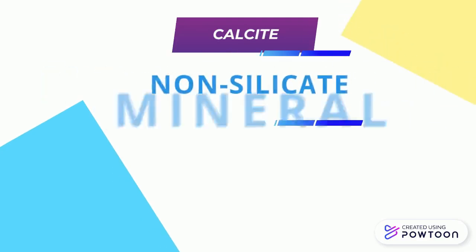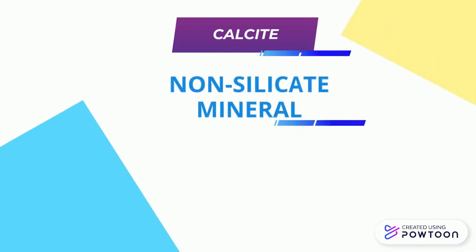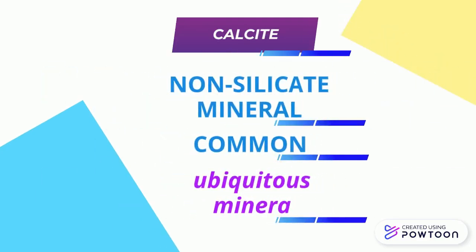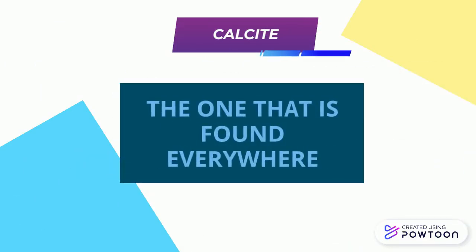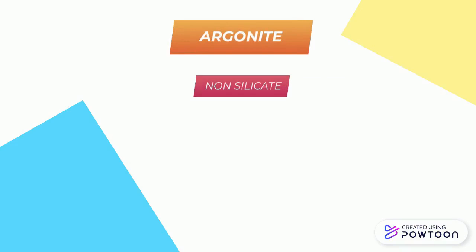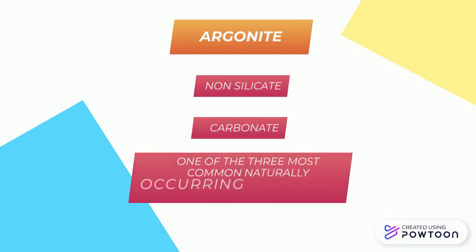Calcite is a non-silicate mineral that is very common, hence the name ubiquitous mineral, which means the one that is found everywhere. Aragonite is also a non-silicate mineral which also falls under the carbonate group. It is one of the three most common naturally occurring crystal forms of calcium carbonate.